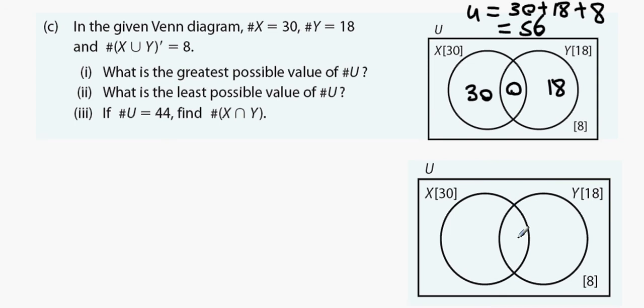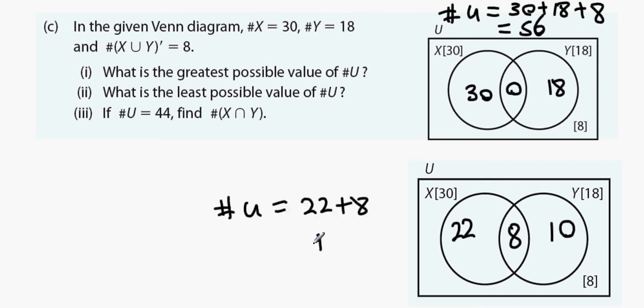Now, let's imagine that we actually decided to put in an intersection. So let's say there's an intersection value of, for example, 8. If there's 8 people here, that leaves 30 minus 8, which is 22 people inside this part, 18 minus 8, which is 10 people inside here, and 8 outside. So let's see what happens with the cardinal number of u this time. It would be 22 plus 8 plus 10 plus 8, which is 48.